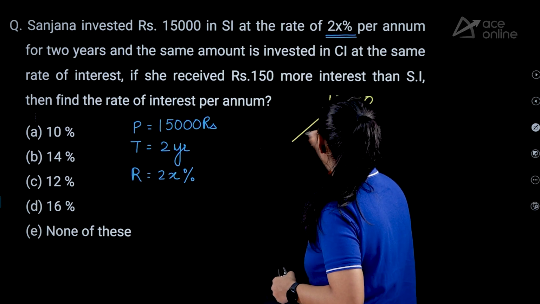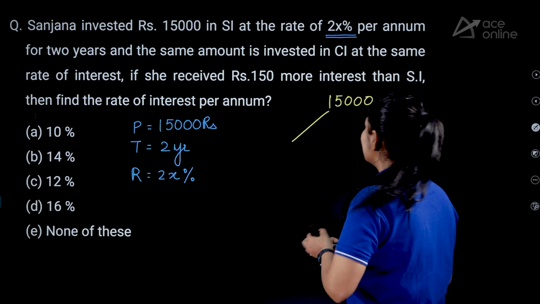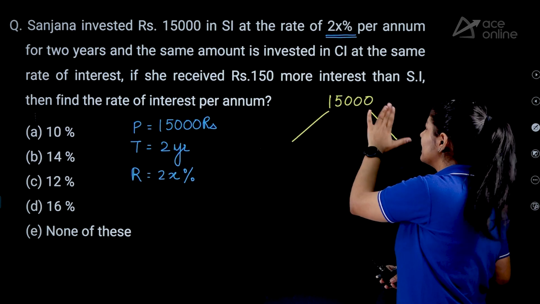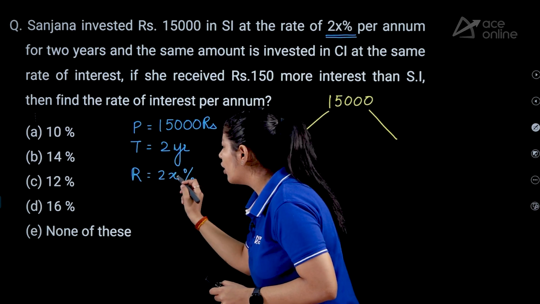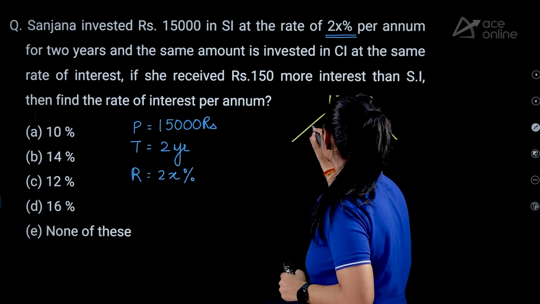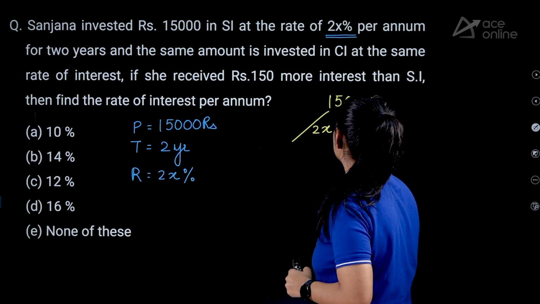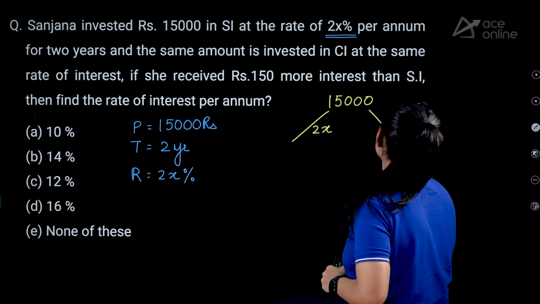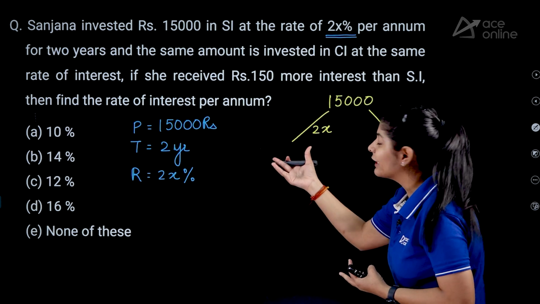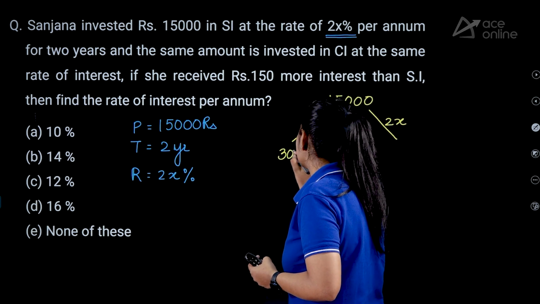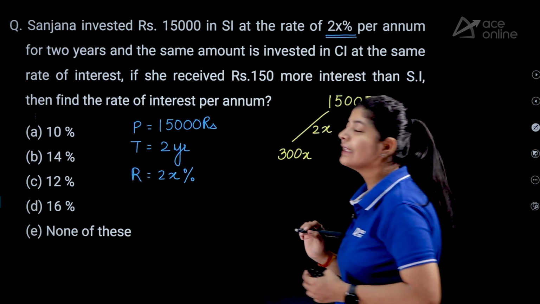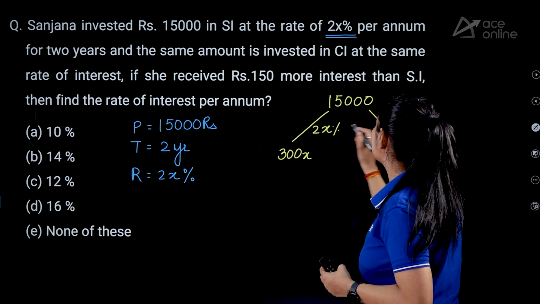Here we are having a 2 years time period, so I am making 2 branches over here. This represents my first year and this branch represents my second year. So with the rate of 2x%, how much interest am I getting in my very first year? I know that here I am getting 300x. Here I am getting 300x. Why am I writing it like this?